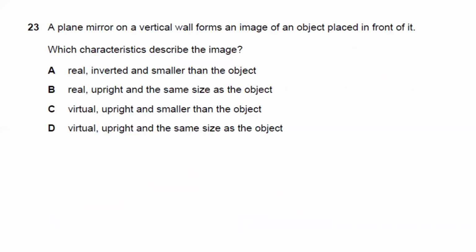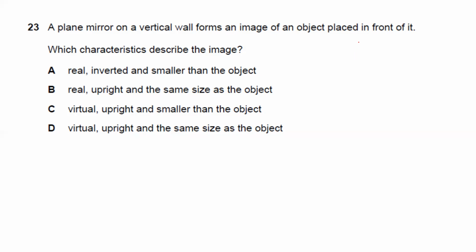Next question. Question 23. It says a plane mirror on a vertical wall forms an image of an object placed in front of it. Which characteristics describe the image? So remember, the image we see in a plane mirror is a virtual image. It's an upright image and it is equal in size to the object. So the image formed by a plane mirror will be virtual, yes, upright, yes, and the same size as the object, yes.